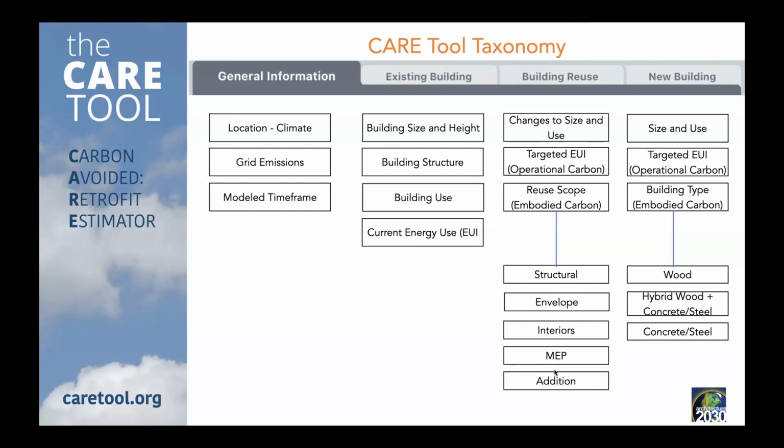For the new building, again, it's size and use. If that's different from the original, you enter that. Again, a targeted EUI and the building type of the new building. And here we give you 3 choices. It's either a wood frame building, a hybrid building, which is wood plus concrete and steel, which is like affordable housing over a parking deck or something like that, and then concrete and steel buildings. And these give you basic embodied carbon footprints for those building types, and then it translates into emissions by the size.